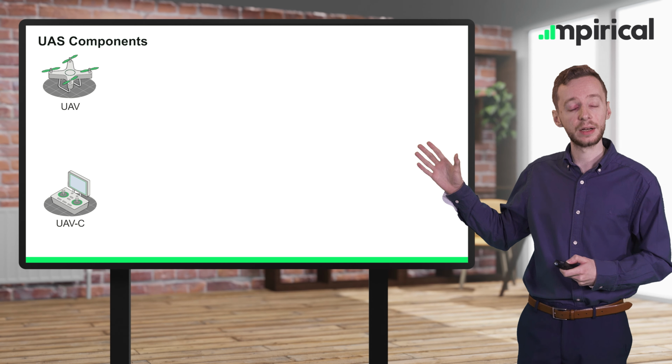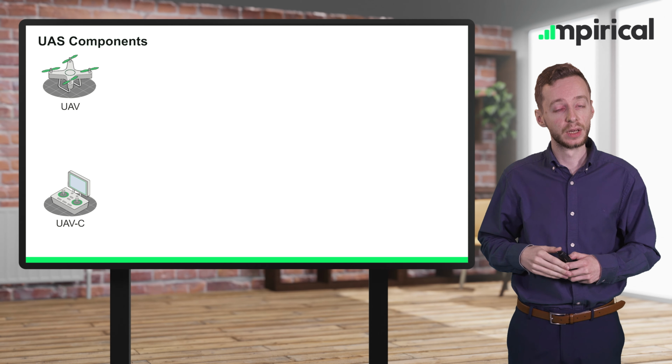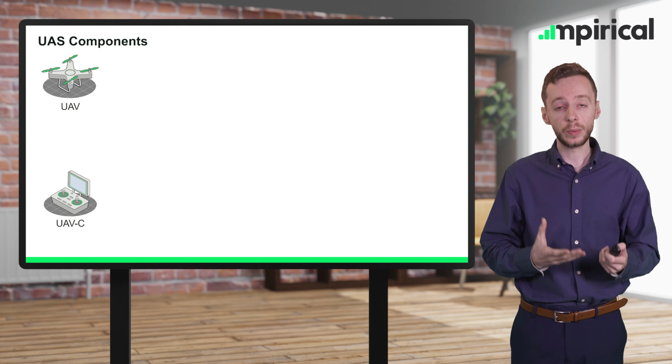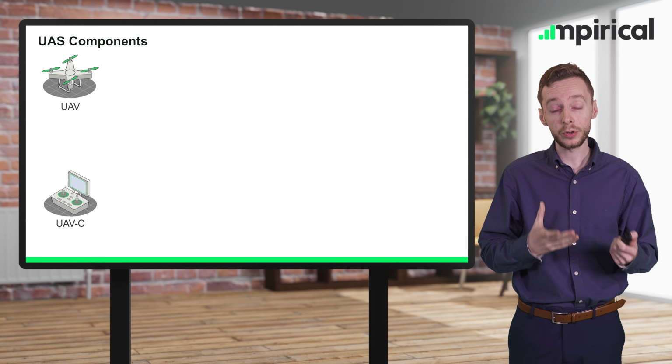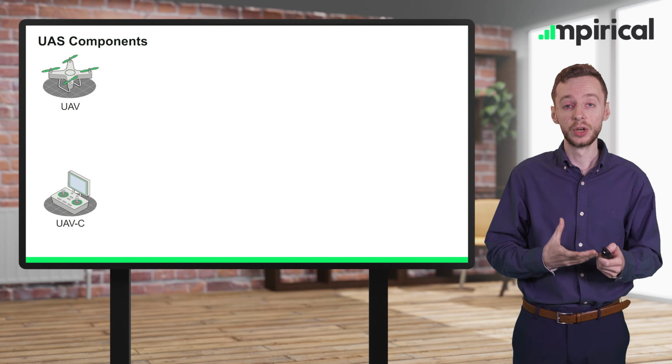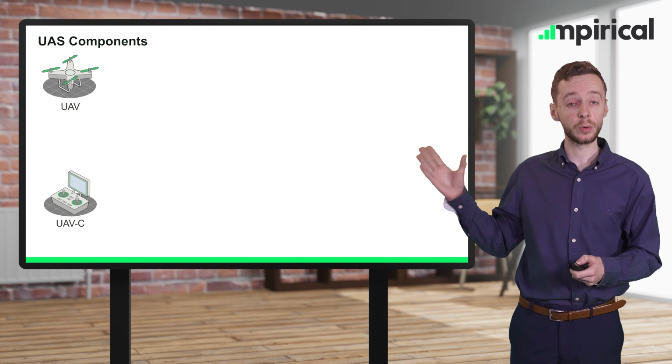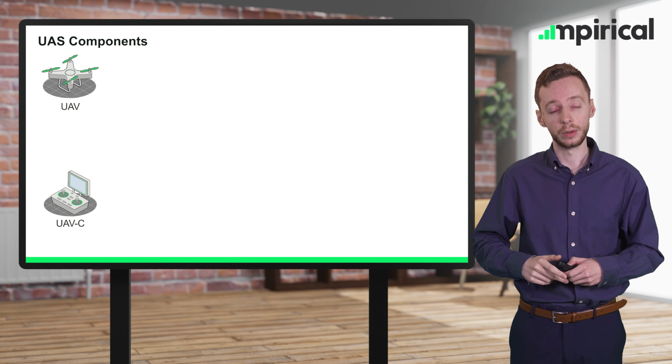In addition to that, we've got the UAVC. Now, the UAVC is a UAV controller. This is a remote control or a ground-based station which is used to control a specific UAV or a set of UAVs.